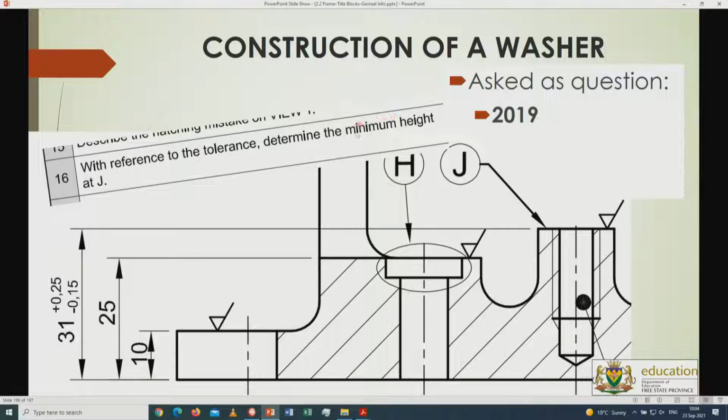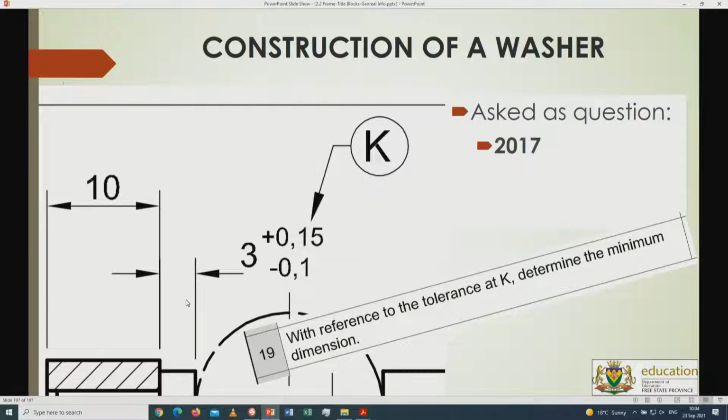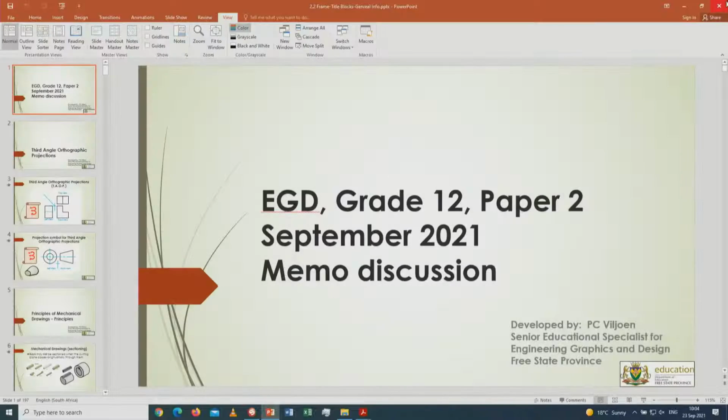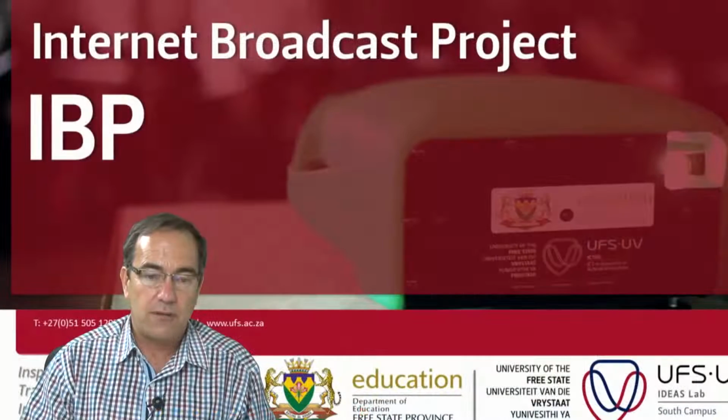So if you go to the minimum height, you will subtract the two, this one with that one, to get to the answer itself. All right, so there we go again. Tolerance determines the minimum dimension. That is minimum. It's only applicable to the bottom. It's not applicable to this upper part over here. It's only applicable to the bottom part that you have to have. Ladies and gentlemen, that brings me to the end of the session over here.